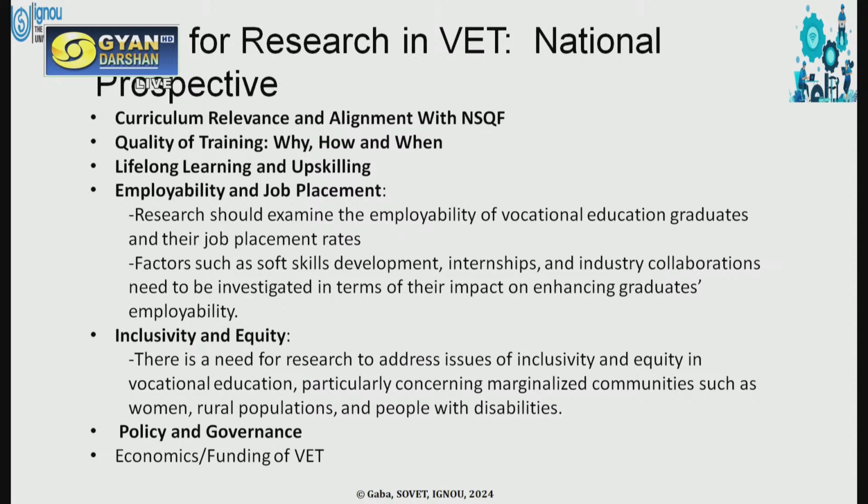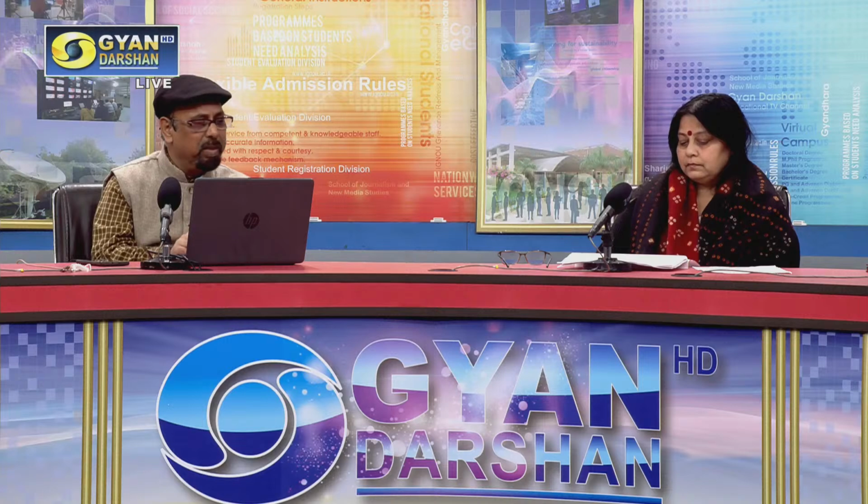Employability and job placement: researchers should examine the employability of vocational education graduates and their job placement rates. Factors such as soft skill development, internships and industry collaborations need to be investigated. These are such issues. And then, most important also, the government is looking at that. This research will help policymakers when we do studies on inclusivity and equity in vocational education programs. There is a need for research to address issues of inclusivity and equity, because a lot of people are deprived of vocational education schemes. When we meet the government target of skills for all, or vocational education for all, then we have to see the policy and governance issues and the funding and economics of vocational education programs.